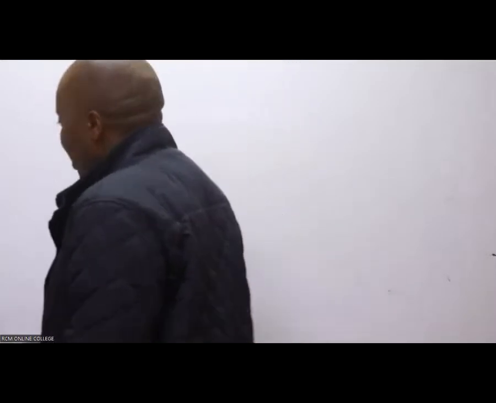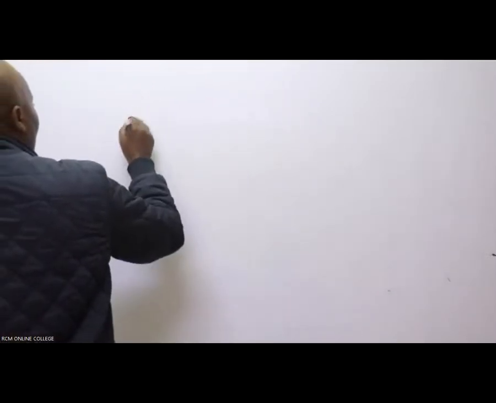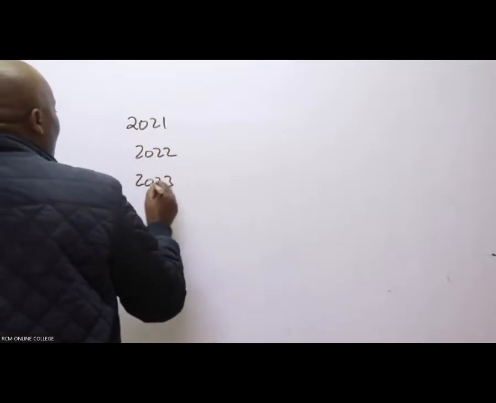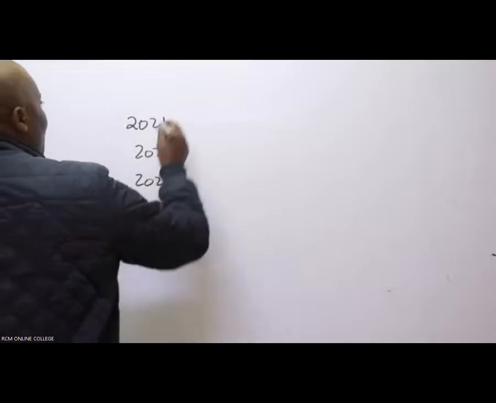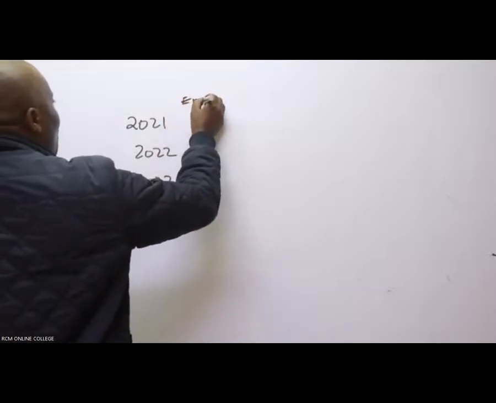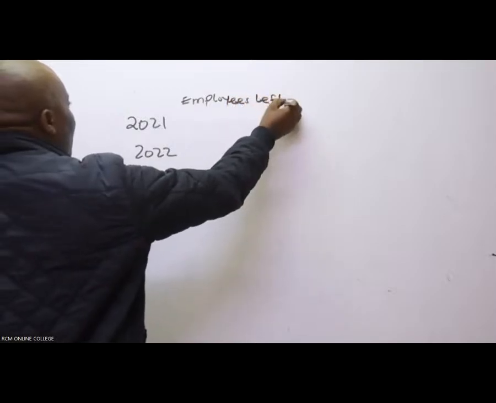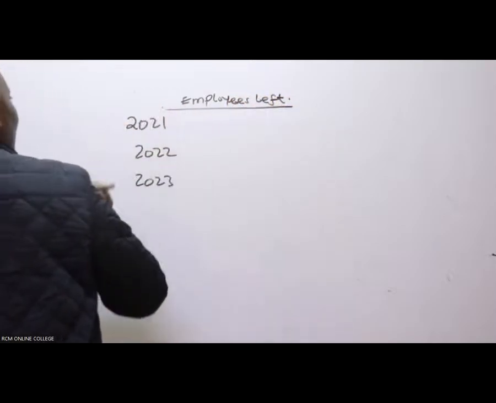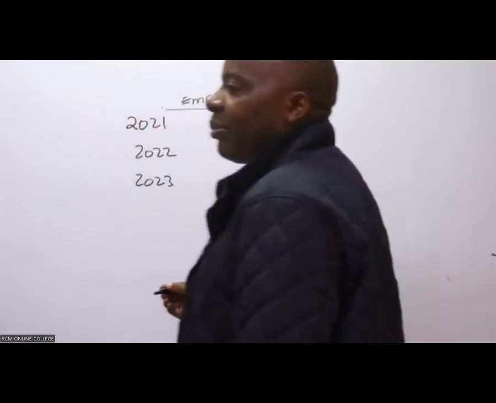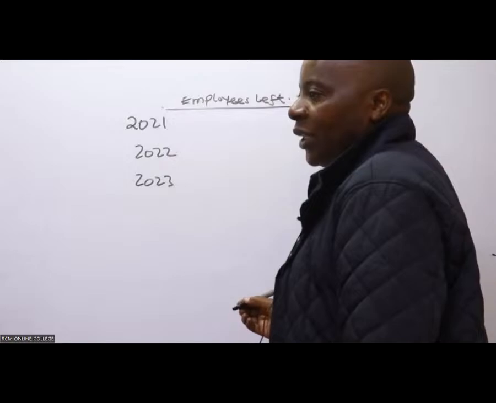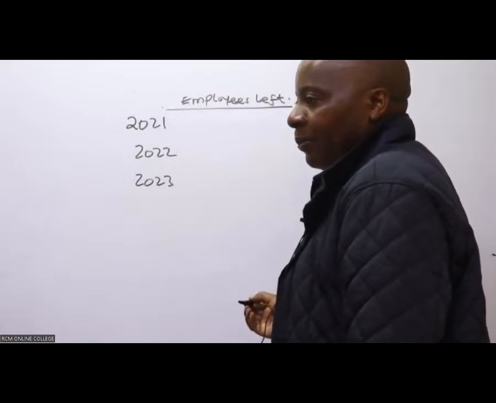So we have got our years. We have got 2021, 2022, 2023, like that. So in this case here, of course, the guys who are going to get these share options will be the employees who will be left in the company. The employees will be left in the company over the 3-year period.